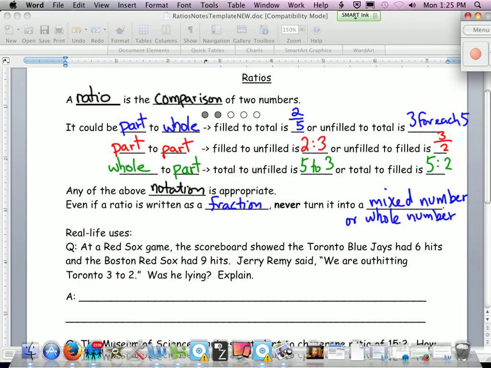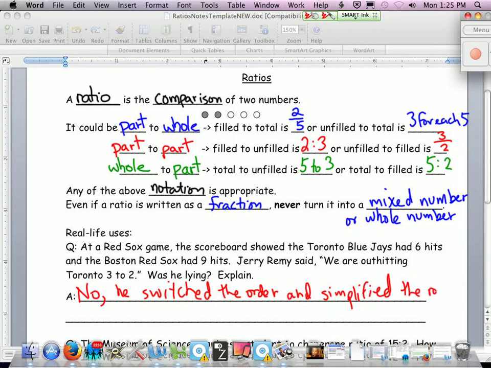So I'm going to write an explanation here, and basically I just tried to make it get to the gist of it, but fit on the lines. So no, he was not lying. He switched the order and simplified the ratio by dividing each part by 3. So in real life, oftentimes ratios do get simplified.